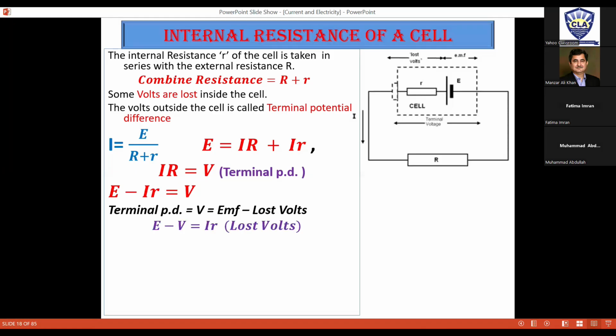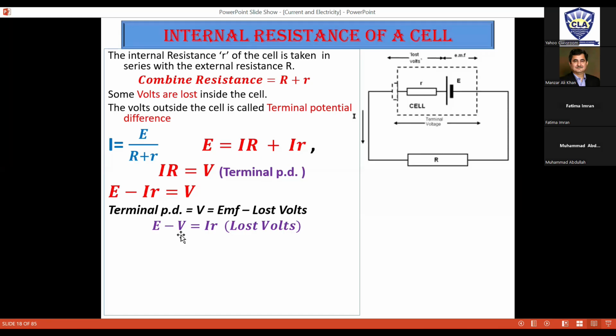Secondly, if they ask you to find the loss volts, either use I into small r. आपने इसी इक्वेशन को मॉडिफाई करना है. I r कैसे निकलेगा? I into r. अगर आपको इंटरनल रेजिस्टेंस मालूम है, I into r कर लें. That will be your loss volts, or EMF minus terminal potential difference. E minus I into capital R will also give you the value of loss volts.